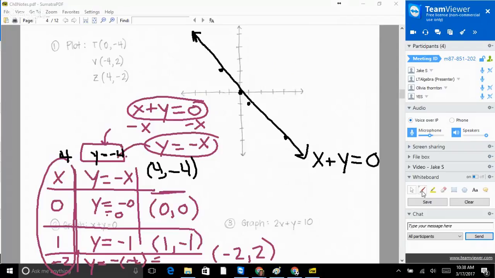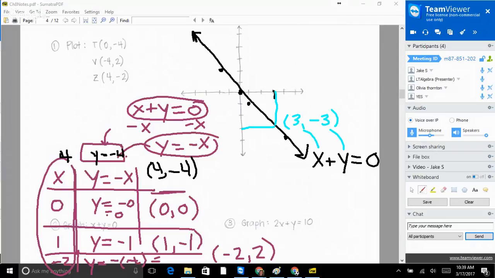So if I said, what happens when x equals 3? 1, 2, 3. When x equals 3, I wanted a different color here. If I drew my graph right, that's where y equals -3. So when x equals 3, y equals -3. And that makes sense, right? If I plug this into my equation, x equals 3 and y equals -3, 3 plus -3 equals 0. So that's another answer, right?